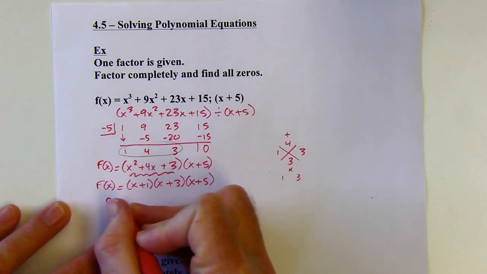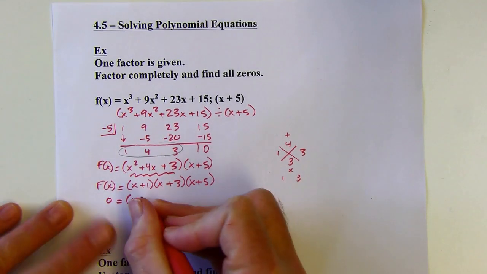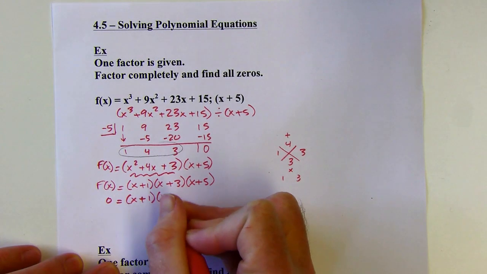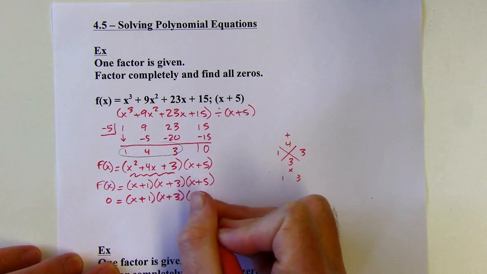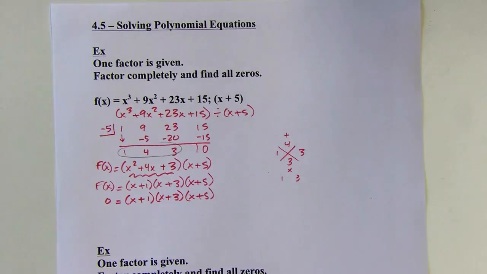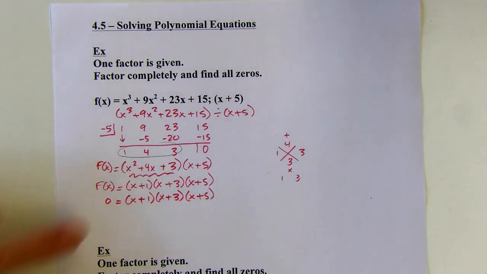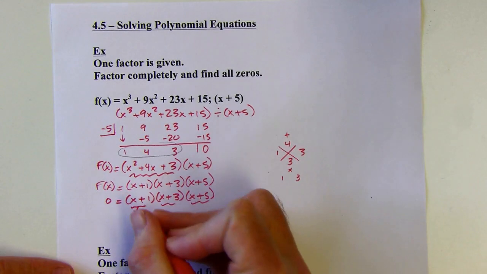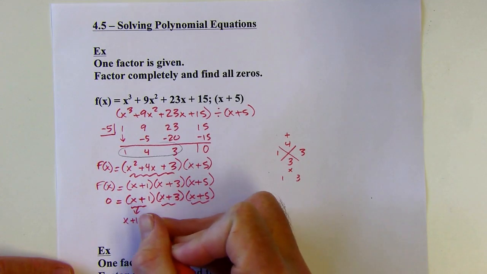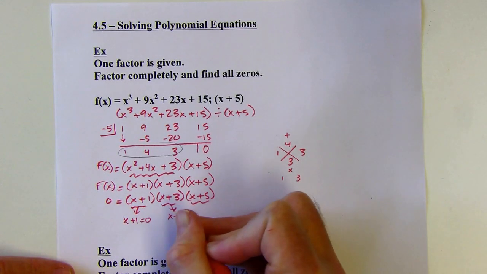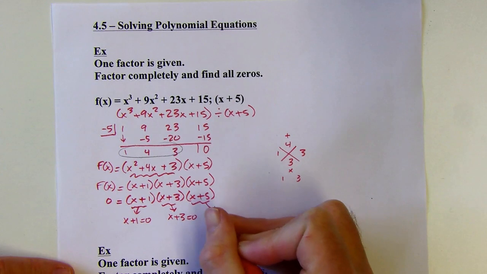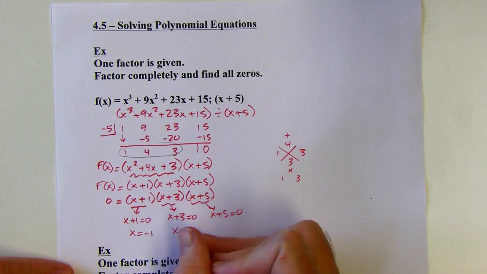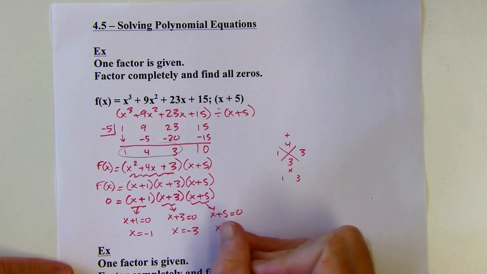If I'm finding the zeros, all I'm doing is plugging in 0 for f of x, or y if it's written with a y, and then using the zero product property. So I could have done that at the beginning. It doesn't matter when you do it, but at some point you want to plug in 0 for y, and now I'm going to solve this for x. So one of these three factors has to equal 0. And then x will equal negative 1 or negative 3 or negative 5.